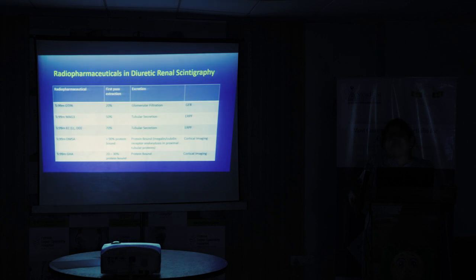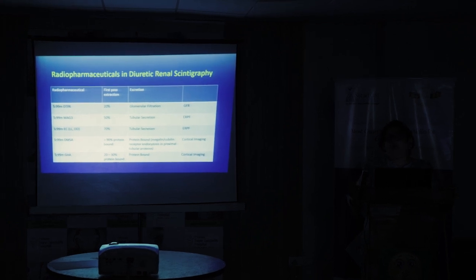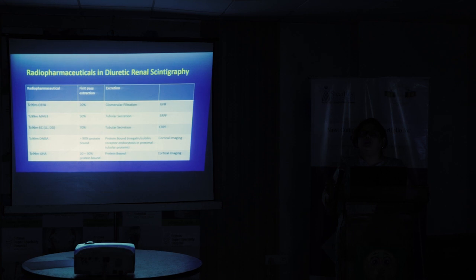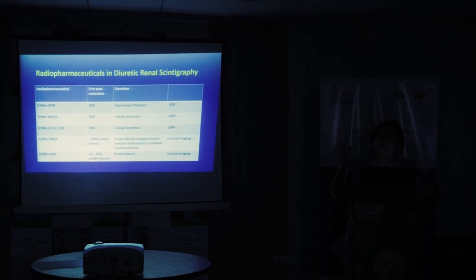While DTPA, MAG3, and EC are used for functional imaging, DMSA gives us more morphological imaging. So when you're trying to look for scarring, or you're trying to see how much of the renal parenchyma is being occupied by a renal SOL, you would use something like DMSA or GHA.